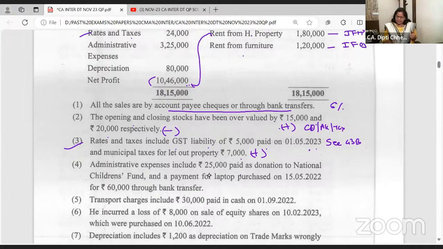Administrative expenses include 25,000 paid as donation. Okay. Donation is not allowed as business expense. As it is National Children's Fund, National Defense Fund, directly you can claim a deduction in 80G.